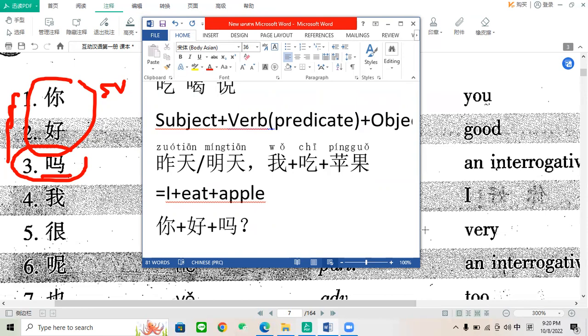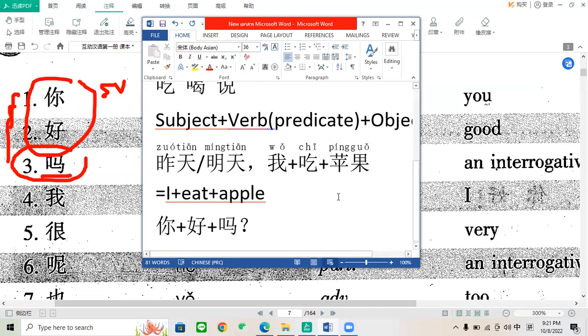So it will be 你好吗: 你 you, 好 good. When we place ma at the end, it becomes how are you, right? How are you? If we don't place ma, 你好 means you are good, you are fine, which means hello, how do you do, right? But when we raise a question, we just place ma at the end of the sentence. 你好吗?